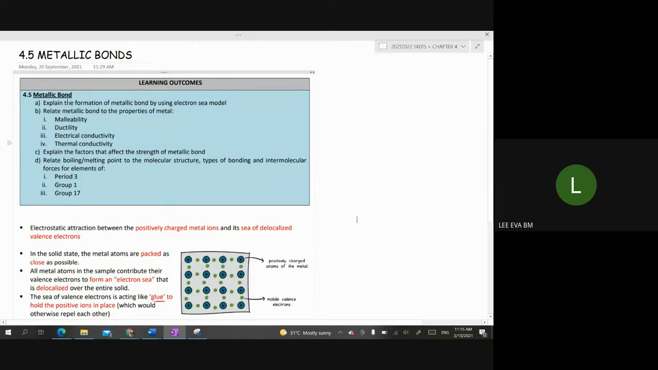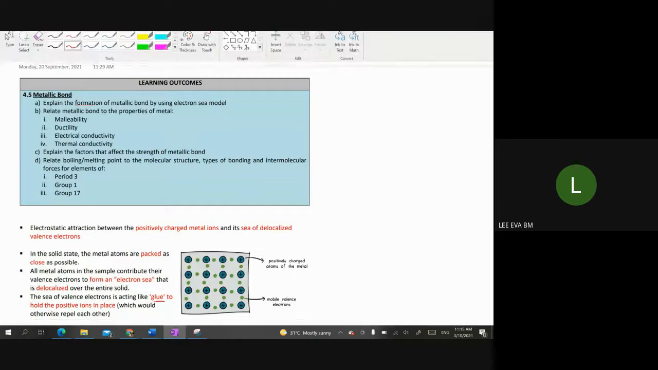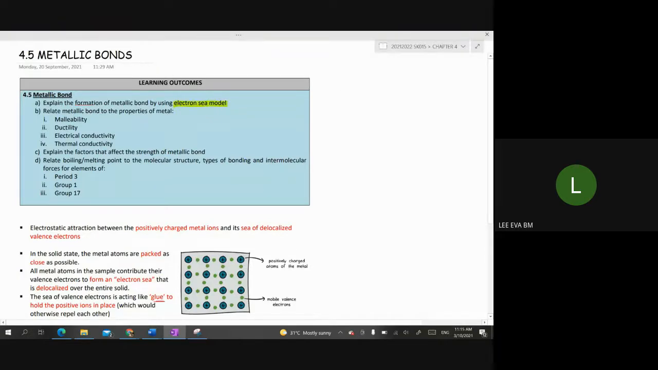Okay, so we want to explain the formation of metallic bond using our electron sea model. Okay, this one is very important. I will guide you how to draw the model. And then B, relate the metallic bond to the properties of metal, including malleability, ductility, and electrical and thermal conductivity. And then after that, we want to explain the factors affecting the strength of metallic bond.